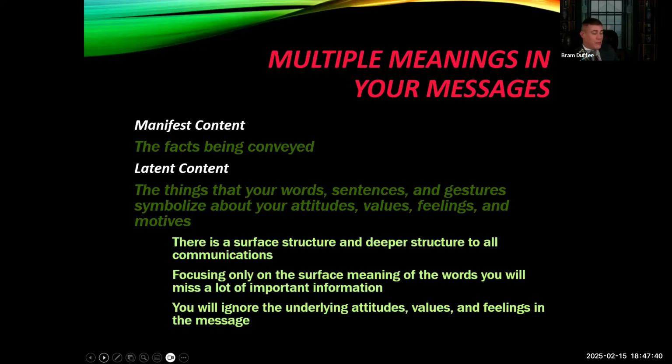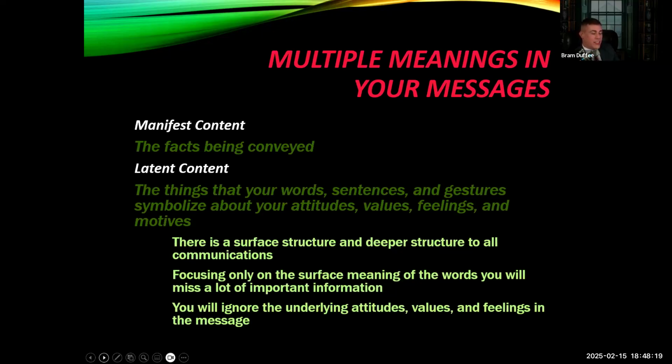So, for example, if someone tells you, I had a long day, then the manifest content is clear. They're telling you that they were busy or occupied. So that's manifest content. Then there's latent content. This is where things get more nuanced. Latent content is about what's underlying the message. It's the feelings, the attitudes, the values, the motives that are subtly conveyed beneath the surface.